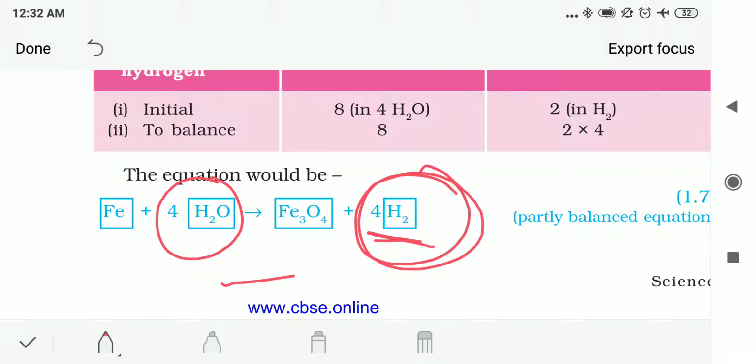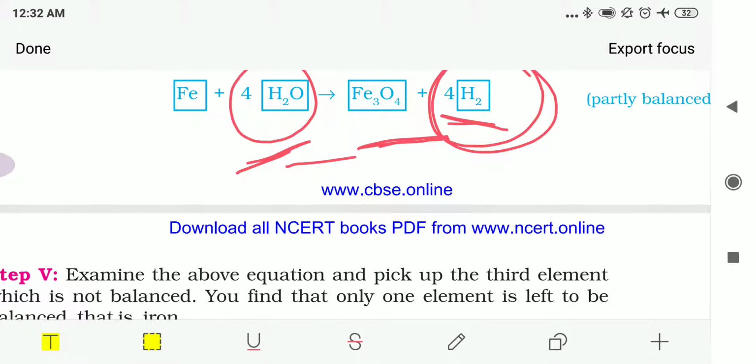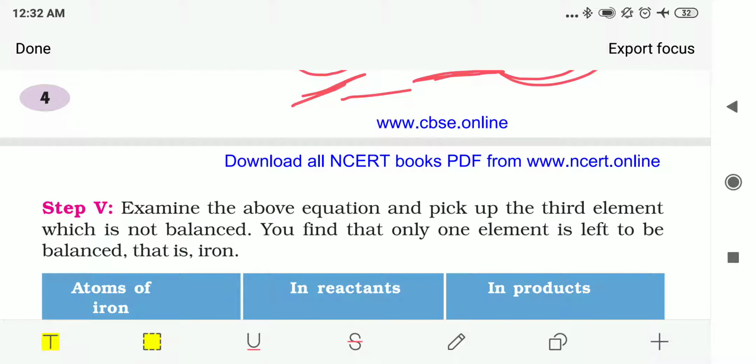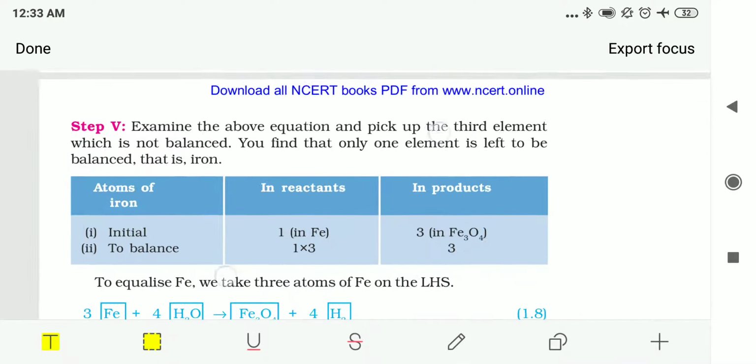We are having 8 atoms of hydrogen, and oxygen is also balanced. Oxygen we are having on the left hand side 4 atoms of oxygen, and on the right hand side also 4 atoms of oxygen. Now only Fe is left, which is unbalanced. Step 5. Examine the above equation and pick up the third element which is not balanced. You will find that only one element is left which is unbalanced, that is iron.